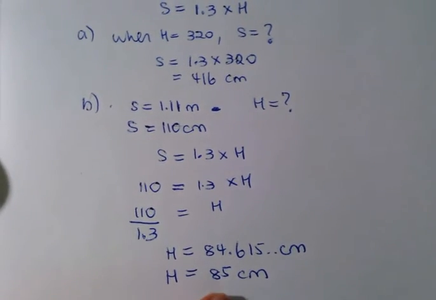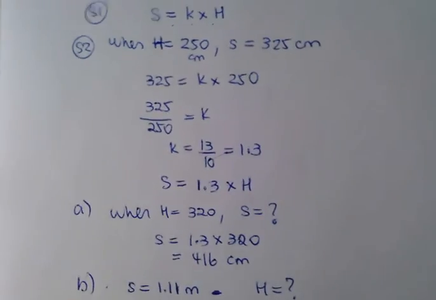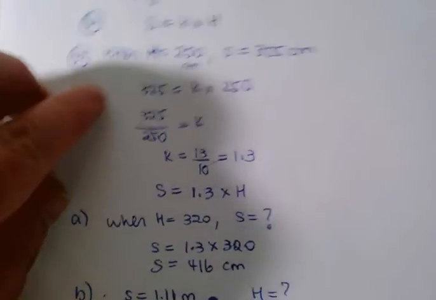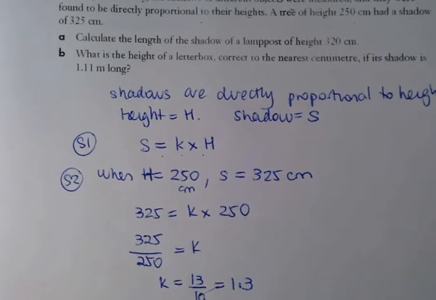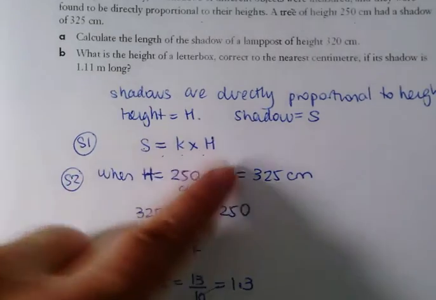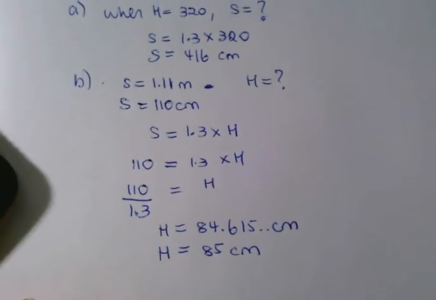So just noticing the height is smaller than the shadow in that question. Again, the height 320 is smaller than the shadow of 416. In the original question, the height is smaller than the shadow. So that is how it's proportional. You don't want all of a sudden in some of your calculations the height being bigger than the shadow, because then you would have done something wrong.